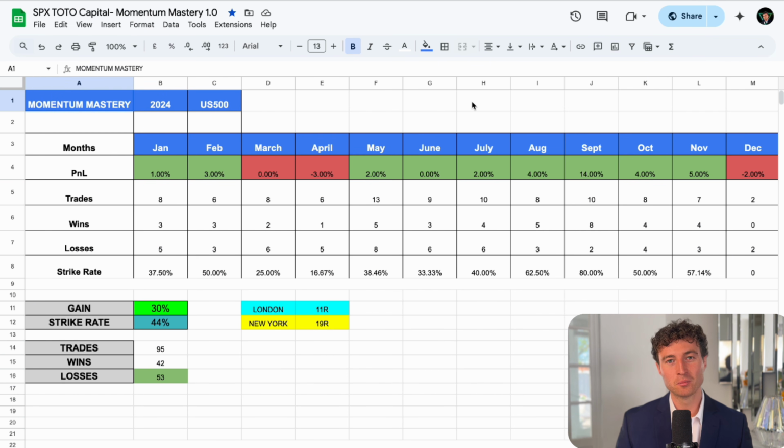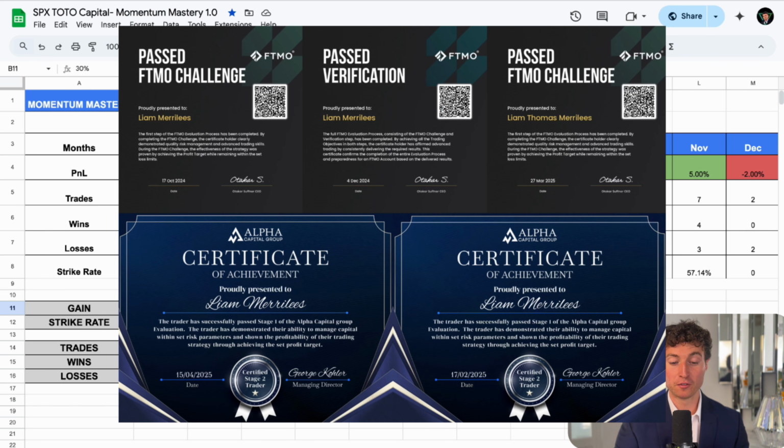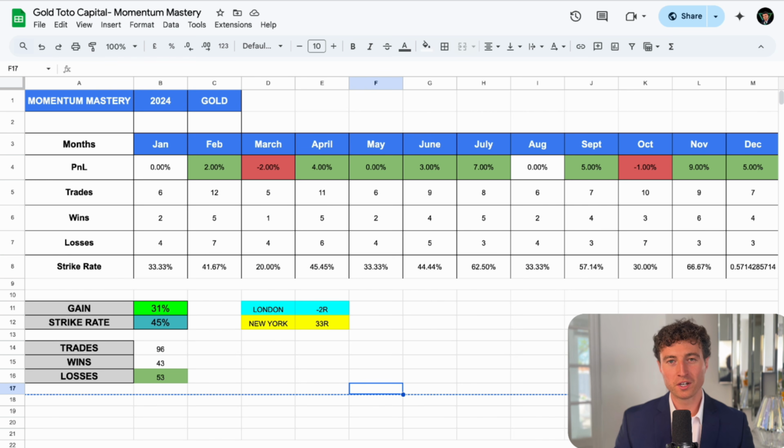And so this system has allowed me to get funded over $800,000. And this is the proven system that makes on average $5,000 per month. So in front of you right here is my exact backtest from 2024, trading this exact system. And what you can see is the percentage gain was 30% and the strike rate was just under 50%. Let me just break down how that is the case.